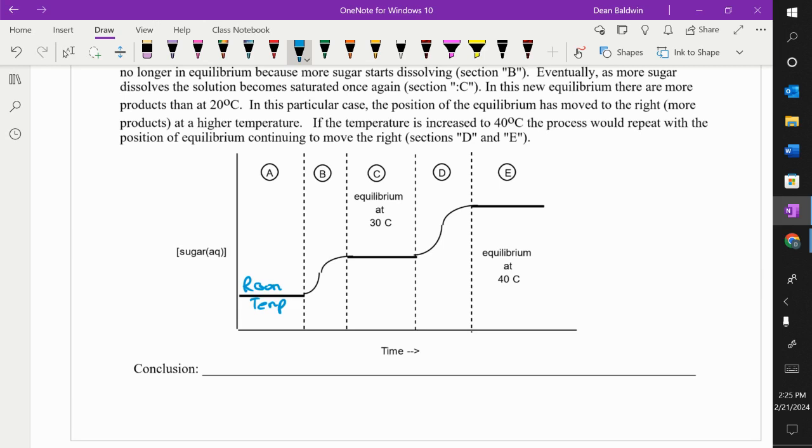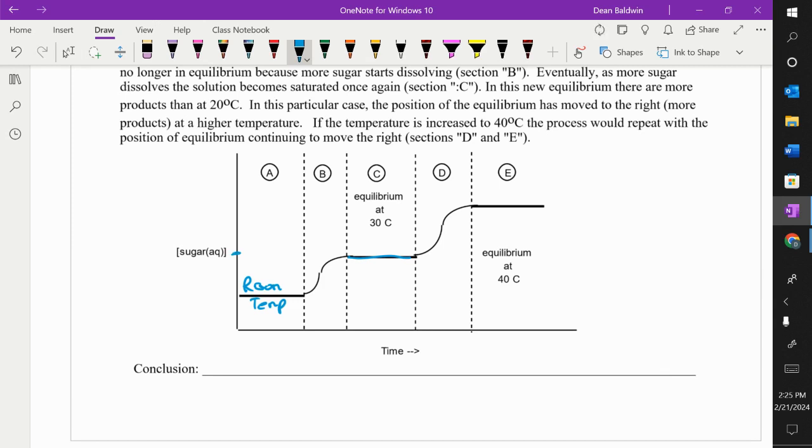If you increase the temperature, now most things, not everything, but most things will dissolve better in a warmer solution. So we start to increase again. Room temp, we increase the temperature to 30 degrees. In this period, you get the reaction going. It's pushing more to the right. And then it reaches another equilibrium at 30 degrees, in which case we have a higher concentration of sugar.